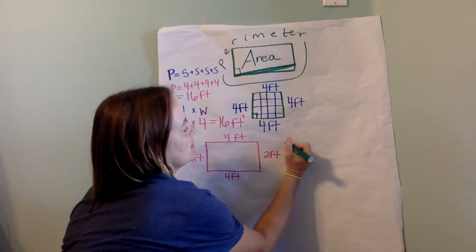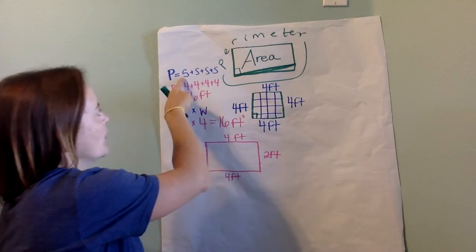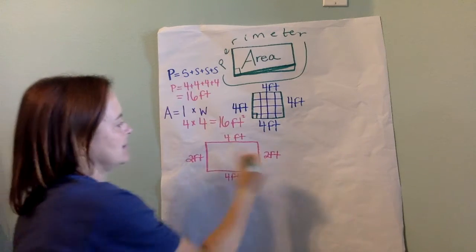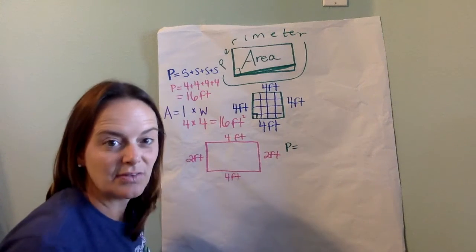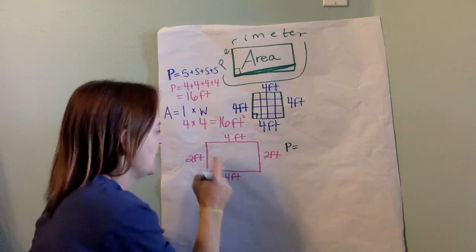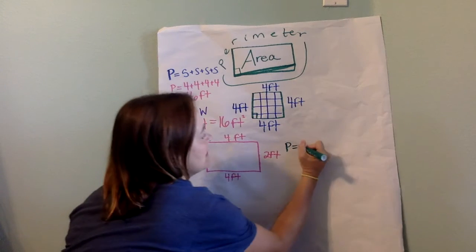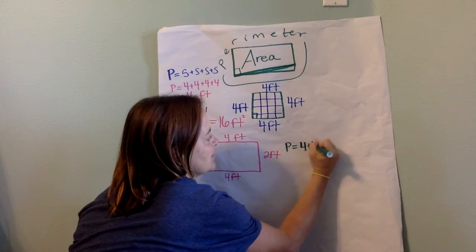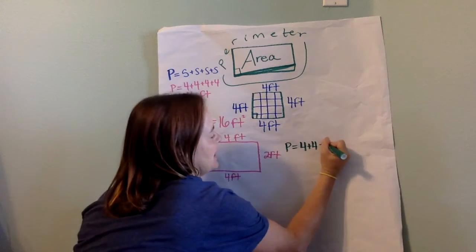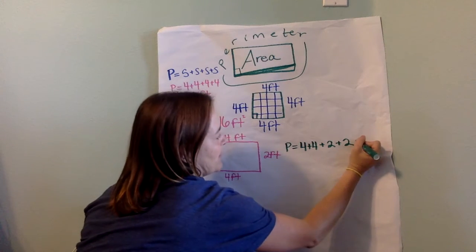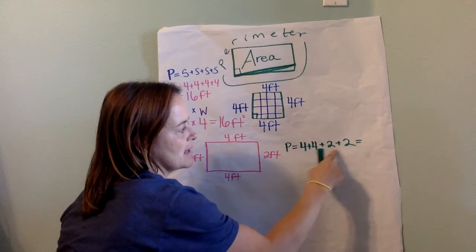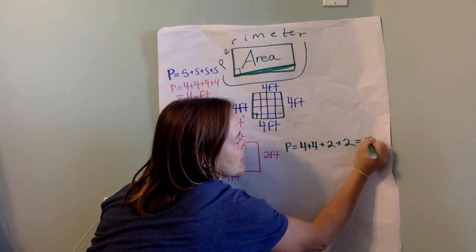Perimeter is all the way around. So for the perimeter, we're going to add side plus side plus side plus side. You have to figure out all your sides first. If you don't, you can't add them up. If you know this side, you can figure out this side. 4 plus 4 plus 2 plus 2. That's my perimeter. 8 plus 4 is 12.